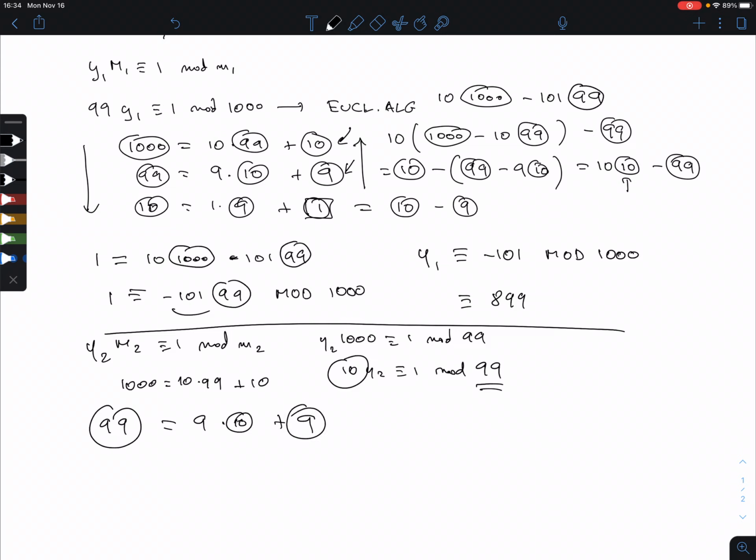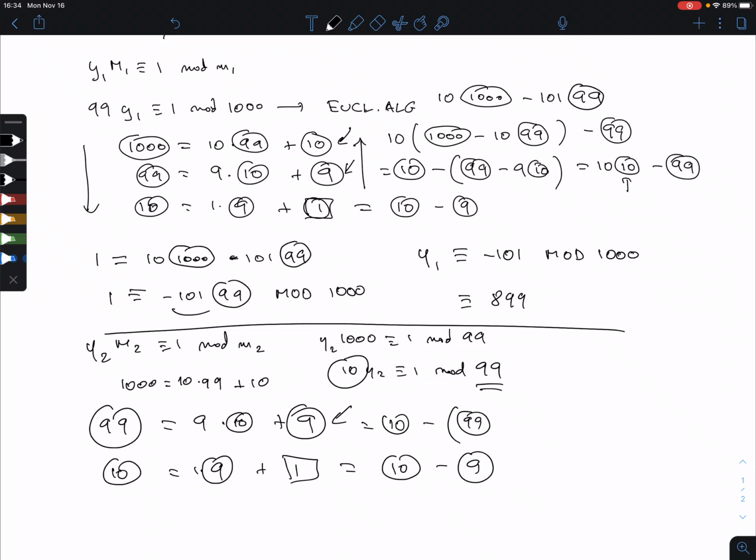That will be my remainder. And then 10 is equal to 1 times 9. Let me write it. Plus 1, and this is my GCD. So I can solve for that. That is 10 minus 9. And then use this to rewrite this. This is 10 minus 99 minus 9 times 10.